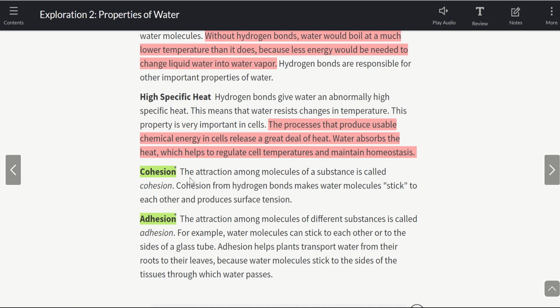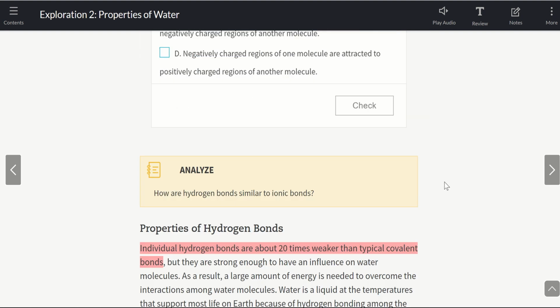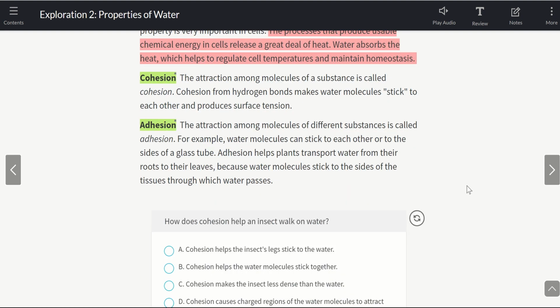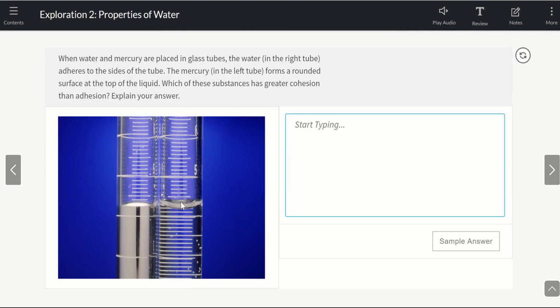Cohesion is another property, and it allows the water molecules to stick to each other and create surface tension. So this is going to allow these molecules right here to stick together and create more surface tension. Adhesion is the other one, which allows water to stick to other molecules and other things like the sides of glass tubing. As we scroll down, that's where you see what we call a meniscus.